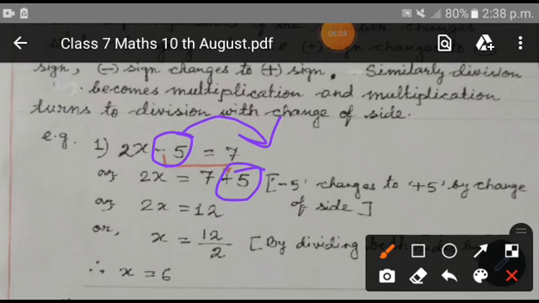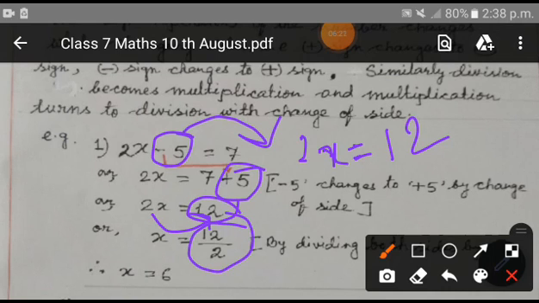So now this -5 went to that side, and thereby you are getting 2x equals 7 plus 5, that is 12. So x will be equal to 12 divided by 2. This 2 went down into the denominator, and after that 2 gets cancelled with 12, and you are getting 6, because 2 sixes are 12. Thereby you are getting x equals 6. Next one.